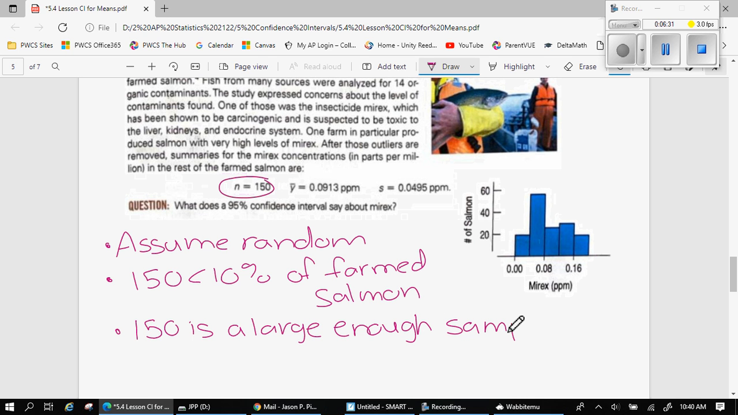And if you look at the distribution, this is the distribution of the concentration of Mirex in the sample. So the data on this histogram are the individual salmon that they sampled, the 150 salmon, and their concentration of Mirex. So we're not looking normal here, but we're not really looking too skewed. It's okay. And our sample size is large, so we're going to say that a normal model will be appropriate, and so we can construct a confidence interval.